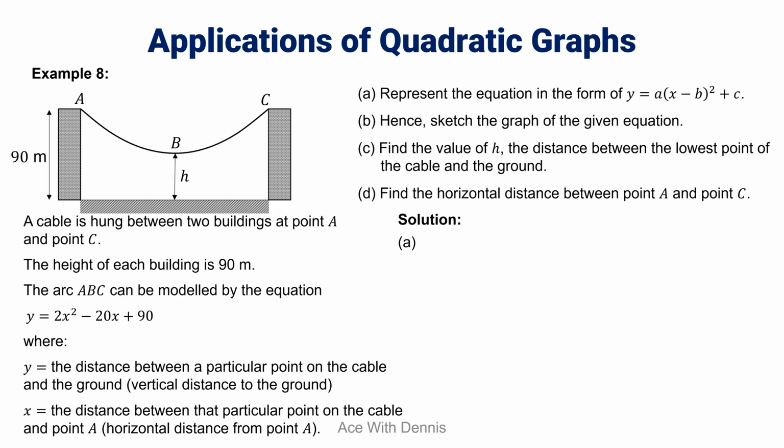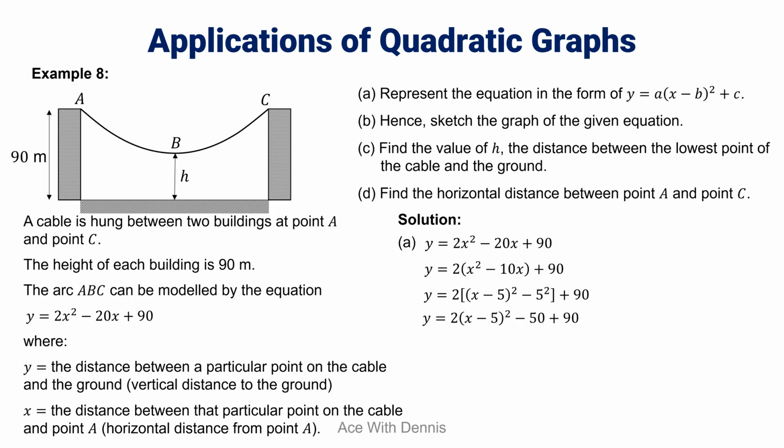So here's the solution. For A, the equation given is y equals 2x squared minus 20x plus 90. So we want to convert this equation into completing the square form. First, make sure the coefficient of x squared is 1. So I factorize the 2 here. It becomes y equals 2(x squared minus 10x) plus 90. Now we can perform the completing the square. We will get y equals 2((x minus 5) squared minus 5 squared) plus 90. Expand the bracket, we have y equals 2(x minus 5) squared minus 50 plus 90, and it becomes y equals 2(x minus 5) squared plus 40. So this is in the completing the square form.